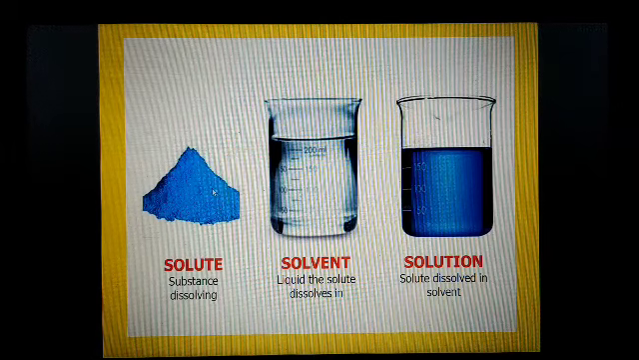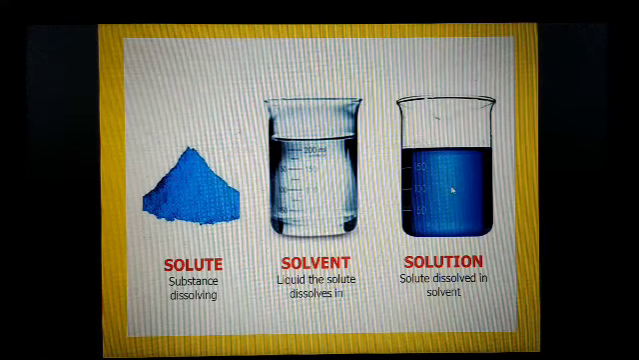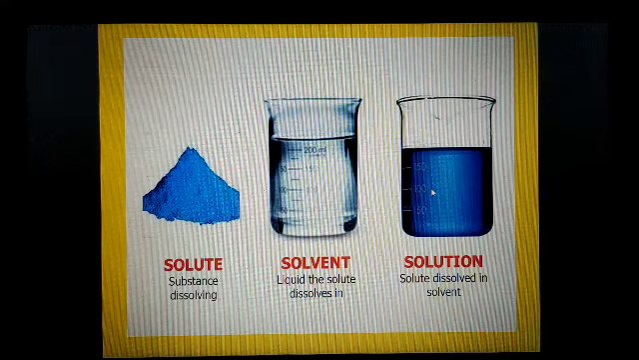When we compare these two, we find that the amount of solute is less as compared to that of solvent. And when we mix this solute into solvent, we get solution, right? So solute and solvent together form solution. Now this will be a salt solution, that is solution of copper sulfate.